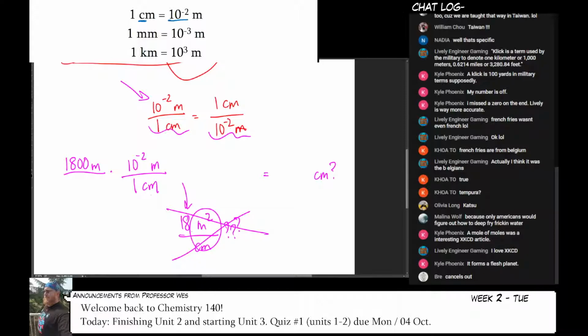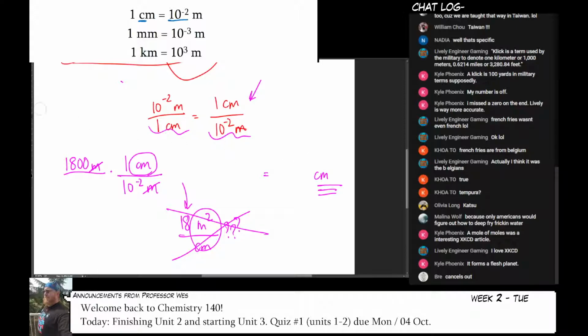What is a meter squared per centimeter? I don't know, right? So if that happens, you've got to flip it over and use the other conversion. When I do this now, I have something times something divided by something. So these cancel out. And you'll notice that only this unit is left over, which is what we're trying to solve for, right?